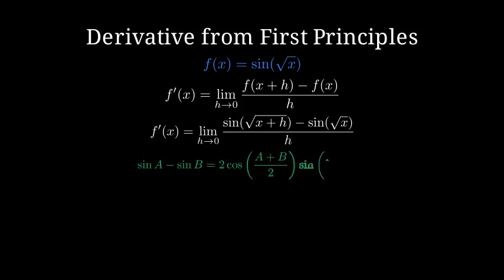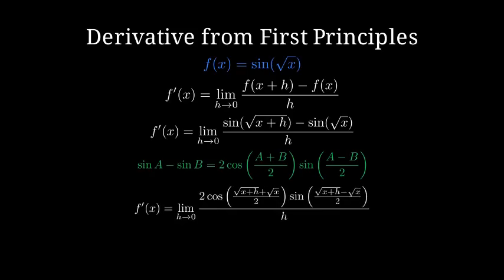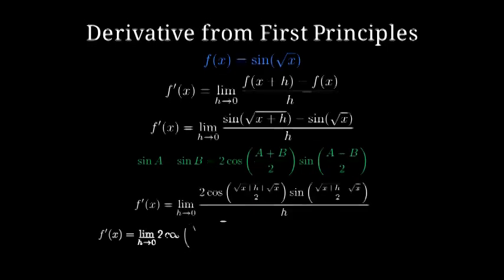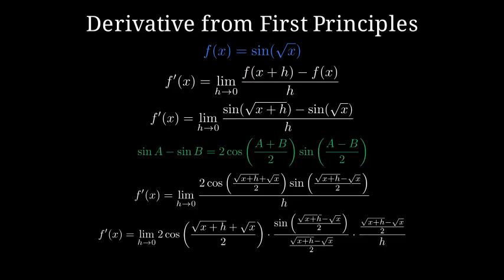Sine a minus sine b equals 2 cosine of the average times sine of half the difference. Applying that identity, we rewrite the derivative as 2 cosine of the average of the square roots times sine of half the difference, all over h. Now let's separate the expression into three parts. We will form a sine over its angle and a remaining fraction involving the square roots.